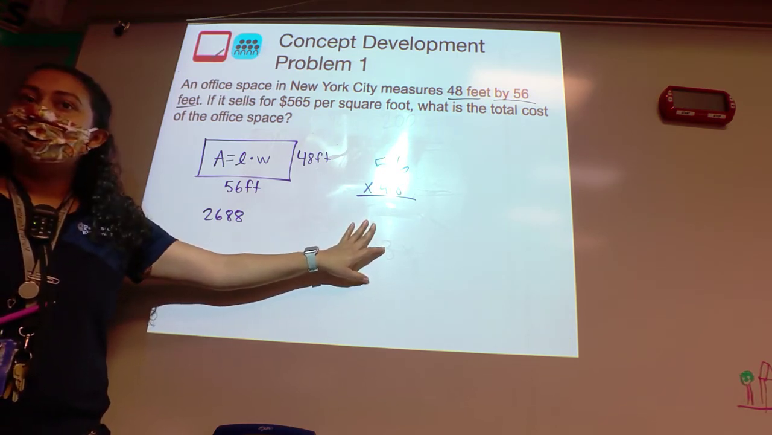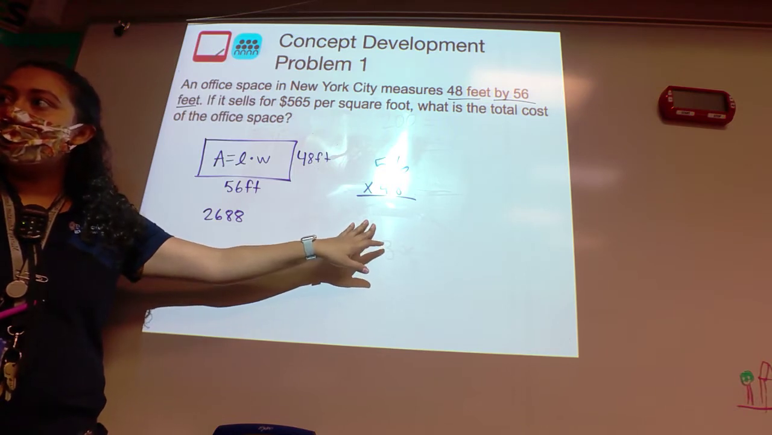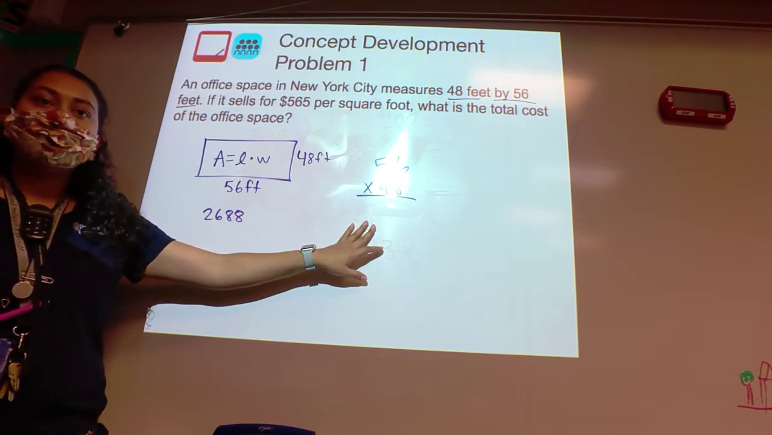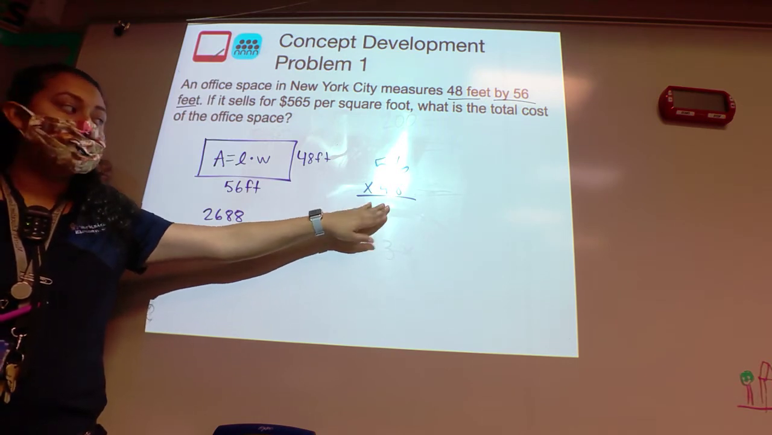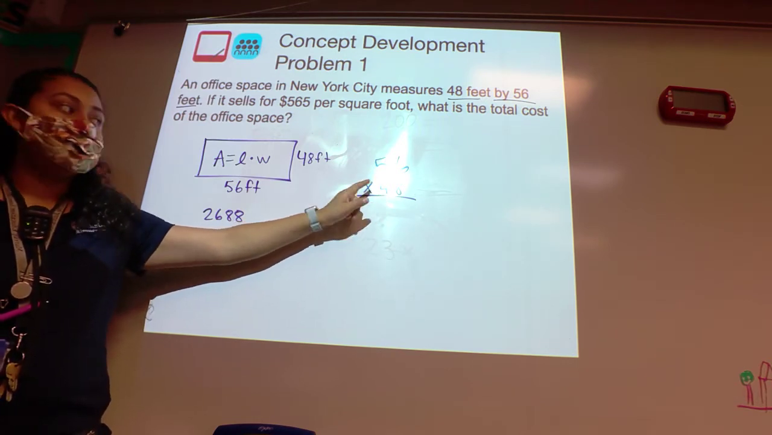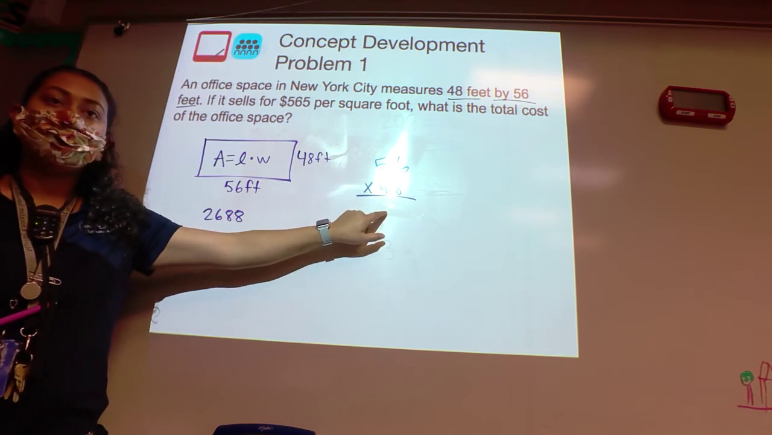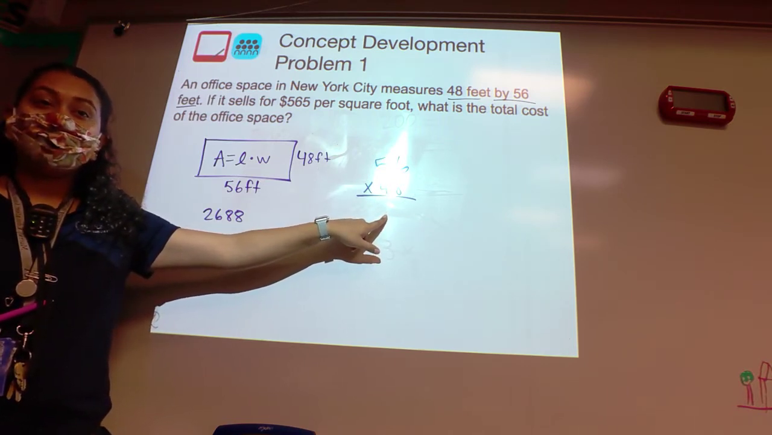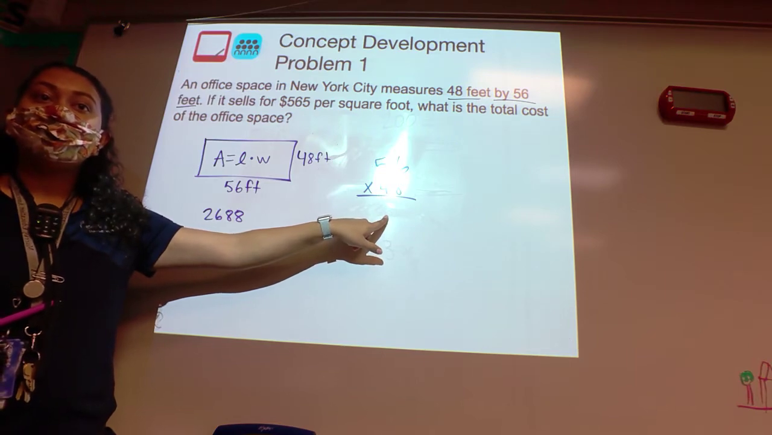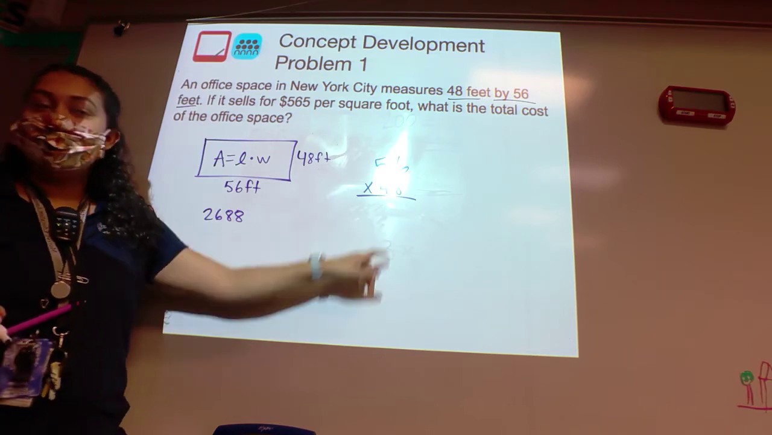Okay, did you set it up? You wrote it down? Elian? Elian, you got this one? 56 times 48. Did you write it down? Okay, so let's start multiplying.